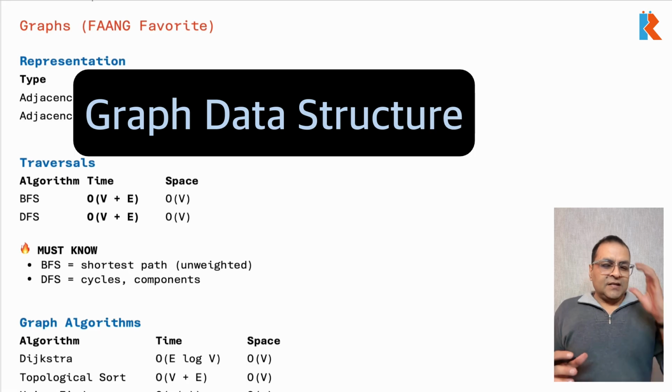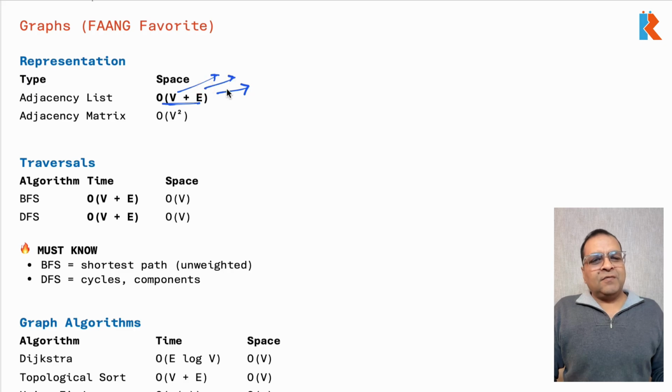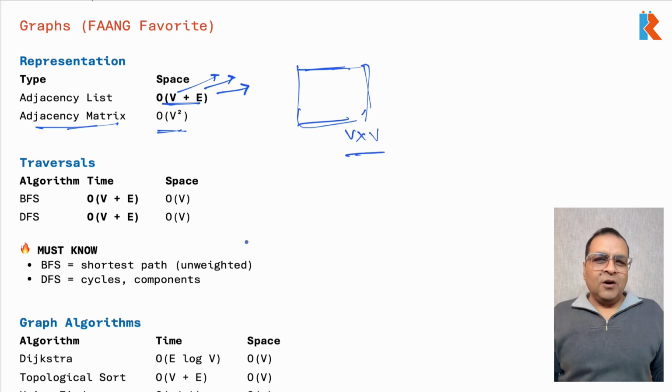Next is the graph data structure. Most of the students find the graph data structure difficult because they do not look at the implementation of the graph. They study graph only in theory. If you implement the graph using adjacency list, then it will take order of v plus e space, where v is the number of vertices in the graph and e is the number of edges in the graph. But if you are using the adjacency matrix representation of the graph, it will take order of v square space because we will be storing the edges in a 2-dimensional array of order v cross v. So the space taken will be order of v square.